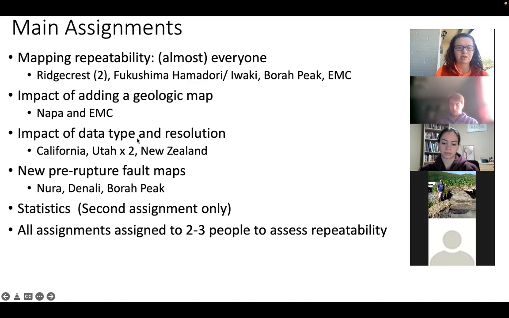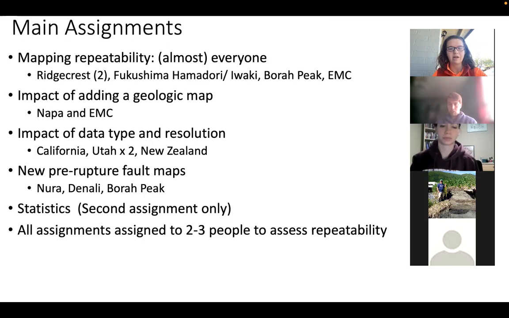The next assignment is looking at data type and resolution. The question is, what type of data can help you do the best high quality map, and what information do you learn from different types of data? So we're looking at the Southern San Andreas Fault, two sets of examples in Salt Lake City in Utah, and then one in New Zealand.